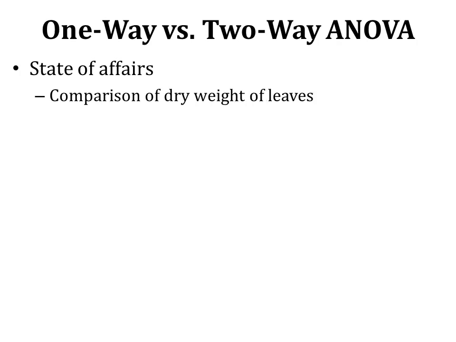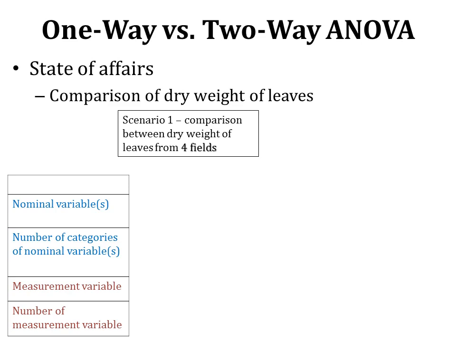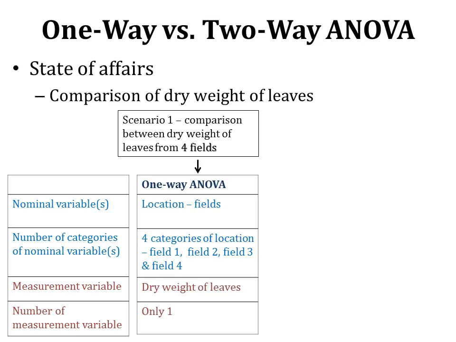Then the next example is the comparison of dry weight of leaves. So the first scenario is comparison between dry weight of leaves from 4 fields. So we are going to apply one-way ANOVA. Why we cannot apply t-test here? Because there are more than 2 categories of the nominal variable. So here are 4 categories, and what is the nominal variable? It is location, which are different fields. So there are 4 categories of location: field 1, field 2, field 3, and field 4. And the measurement variable is only one, which is the dry weight of leaves.